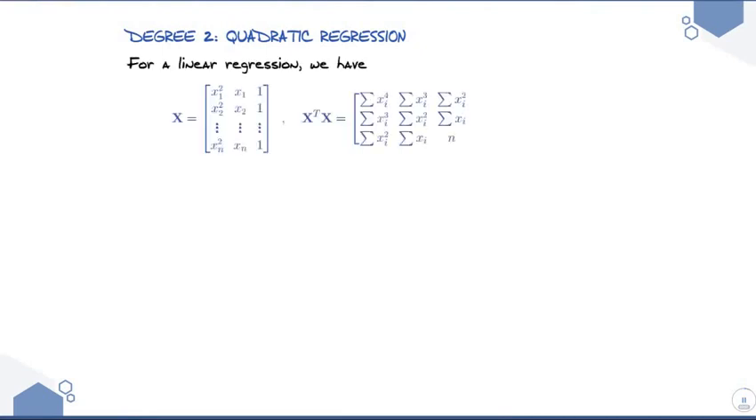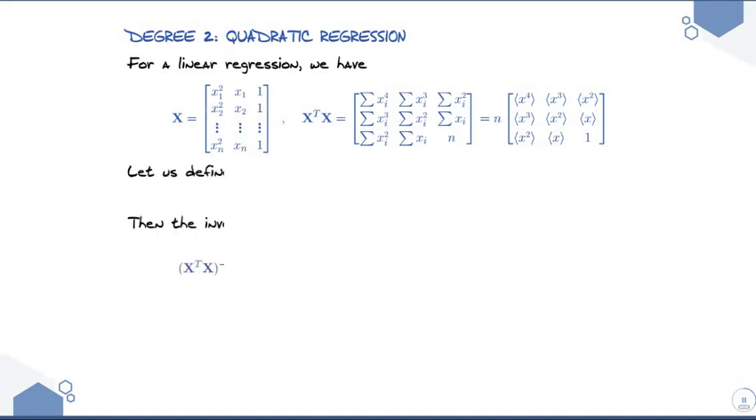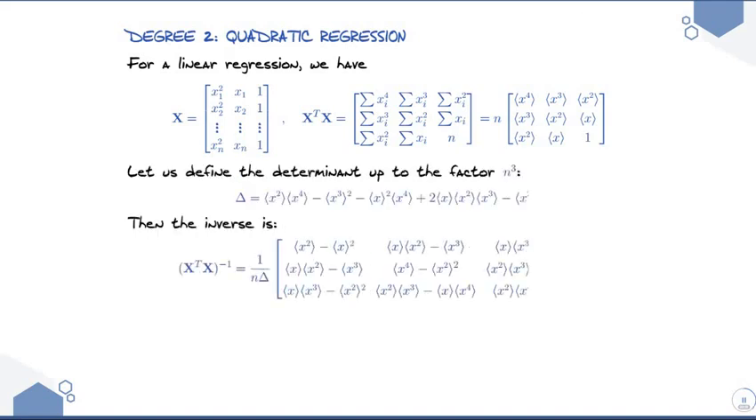Now we take it one step further, degree 2, quadratic regression. Here the design matrix has three columns, x squared, x, and the constant term. The Gram matrix becomes a 3 by 3 matrix containing sums of x up to the fourth power. Again, we express everything in terms of sample averages. The inverse of this 3 by 3 matrix is more complex. We need a determinant, which we call delta. It's built from combinations of the averages, a bit messy but purely mechanical.